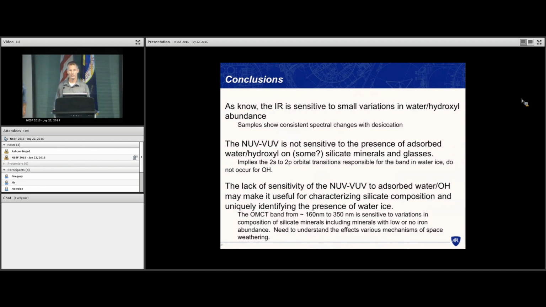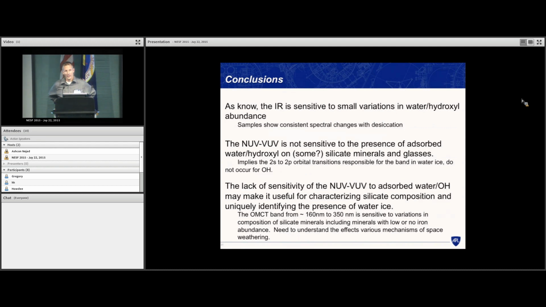Questions? Amanda. Hi, Amanda Hendricks from PSI. So this is interesting, right? Because with the LAMP instrument on LRO, we do detect that 160 nanometer absorption edge, even at low latitudes, right? Diurnally varying. And we said that we didn't know if it was OH or adsorbed water or water frost.